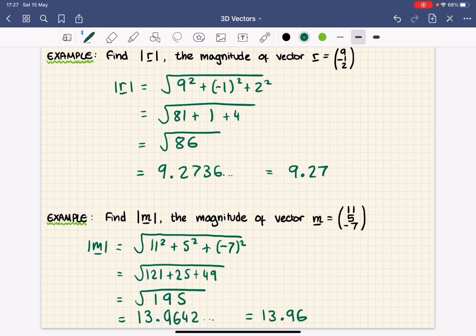So as you can see, with the 3D ones, it really doesn't change anything. It is just that you've got that one extra number to deal with, but that's it.